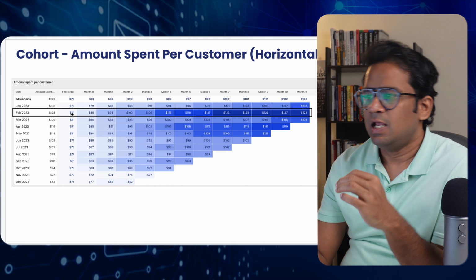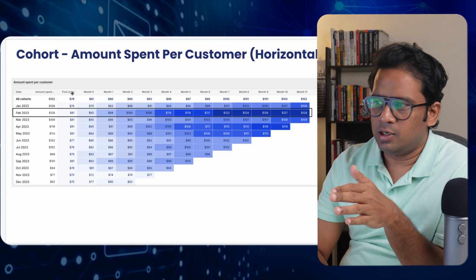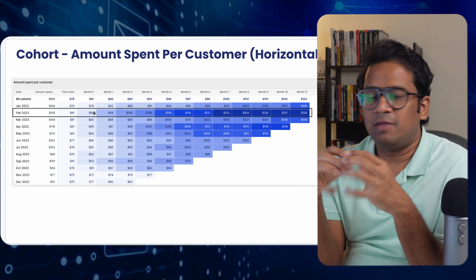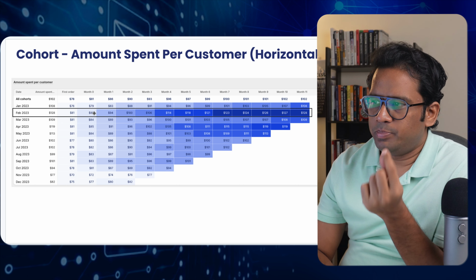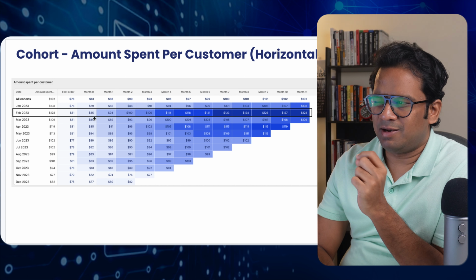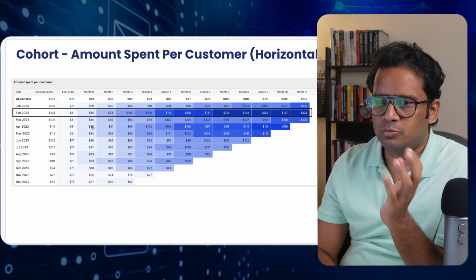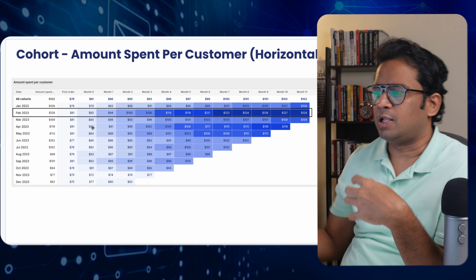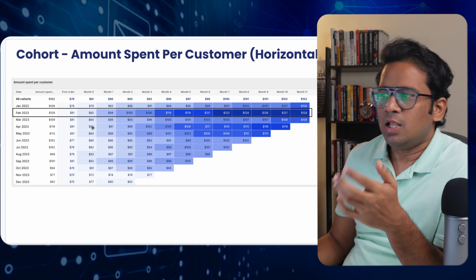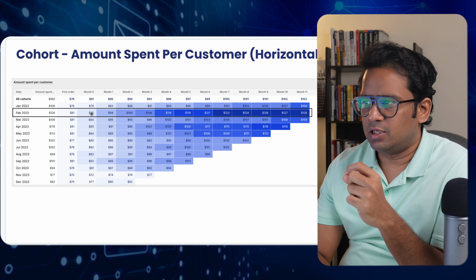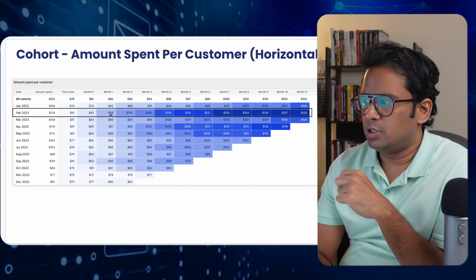So you start over here, the first order, and 0 is the same month. Sometimes a customer might buy within the same month, but typically the number will remain more or less the same for the first month. There might be some users who placed an order in the first week of the month and then another in the last week of the month. So they will be counted under month 0. So you start with month 0, then month 1, month 2, month 3.